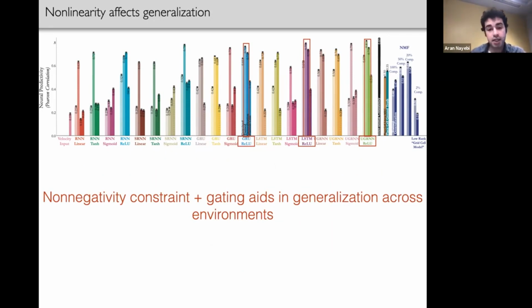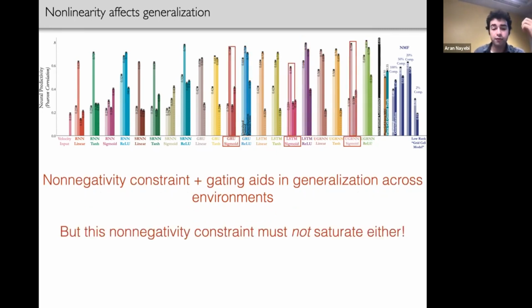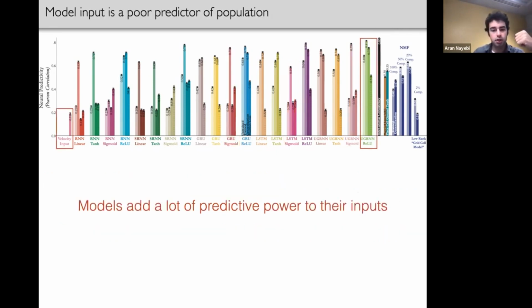Specifically, a non-negativity constraint in the form of a ReLU, along with a gating in the RNN, actually aids in generalization across environments. And crucially, this non-negativity constraint mustn't saturate either. So things like sigmoid are not as good as ReLU in generalization across environments. And furthermore, the models themselves add a lot of predictive power to their velocity inputs.